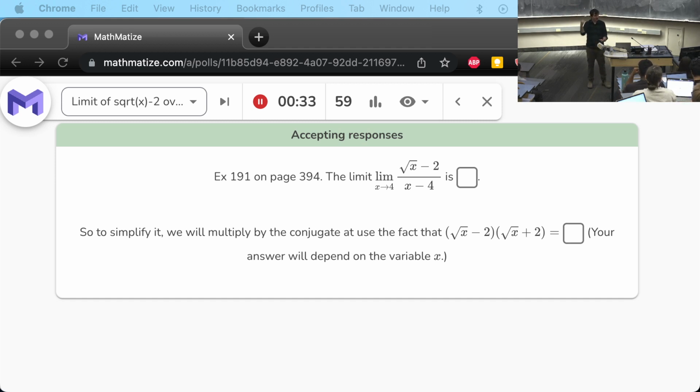But there's something bad going on at the top too, which is you have the square root of x minus 2. Square root of 4 is 2. 2 minus 2 is also 0. So what is going on in this limit? That is what we're trying to answer.